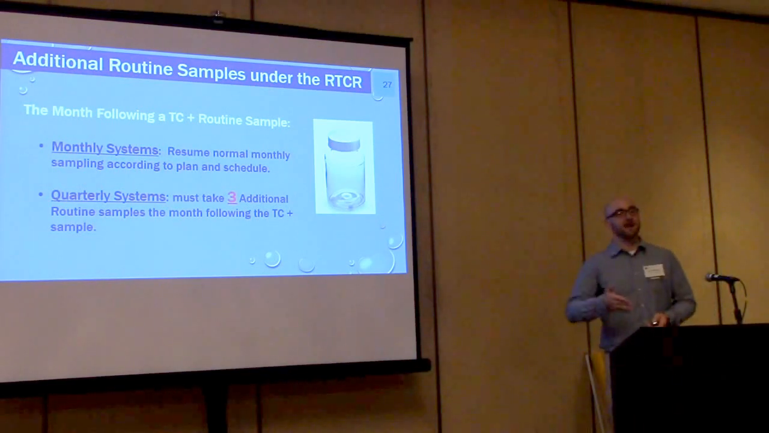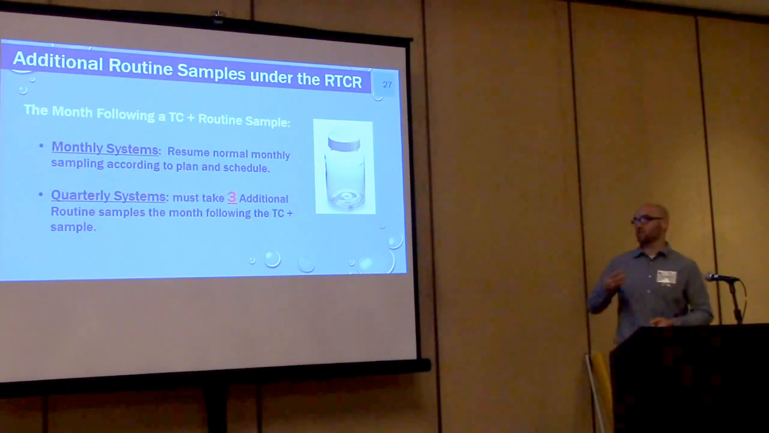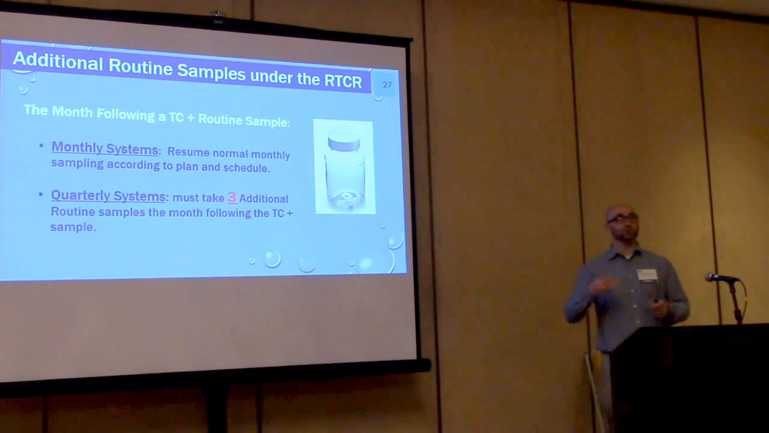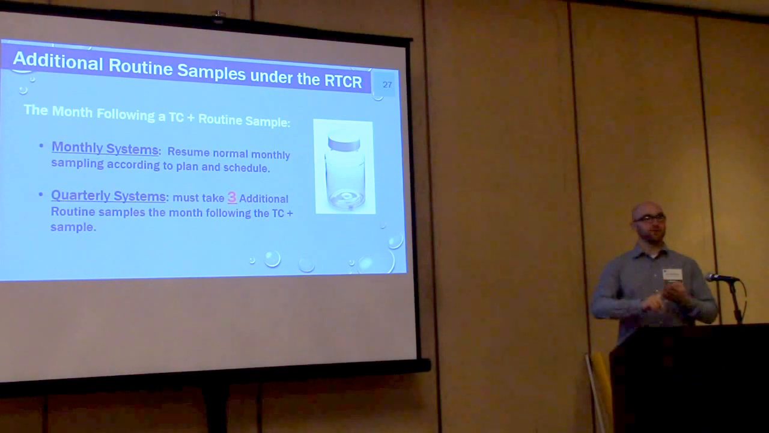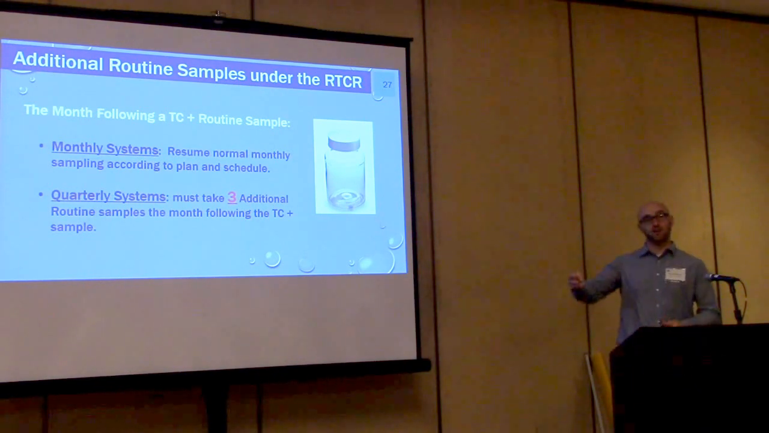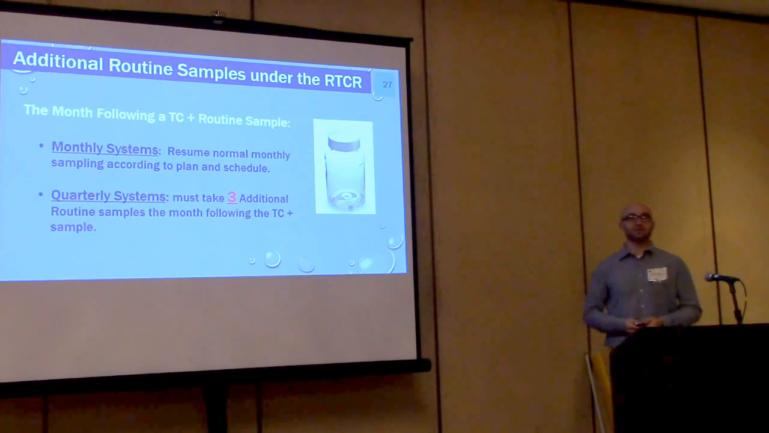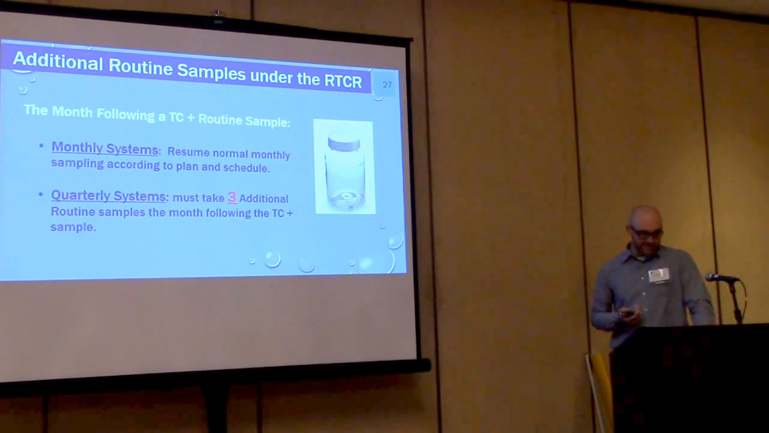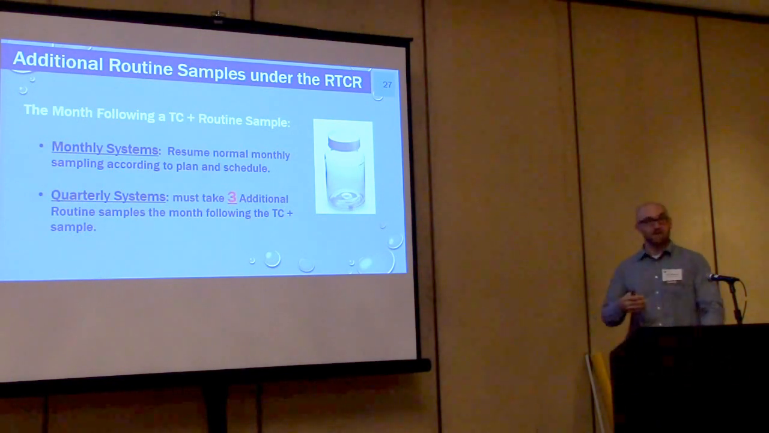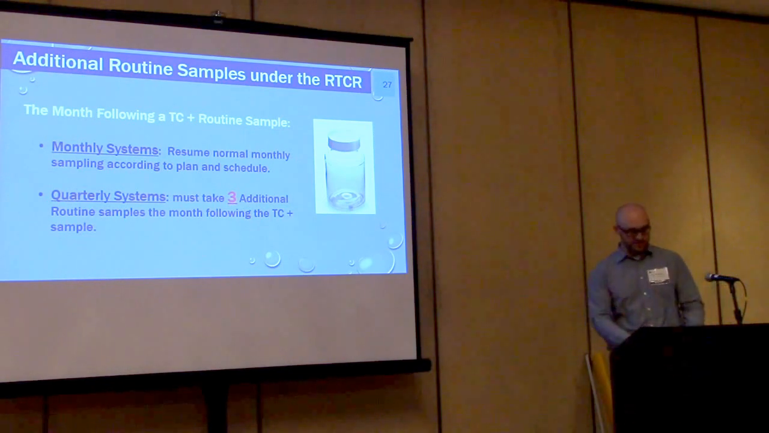So quarterly systems, if you're taking 1 sample per quarter, you get a positive. The month following your positive sample, you need to take 3, what we're calling additional routine samples. So quarterly systems will take the routine, their 3 repeats, and then the next month they'll need to take the 3 additional routine samples. Those 3 additional routines must be taken equally throughout the month if it's at the same location, or they can be taken on the same day if there are different locations in the distribution system.